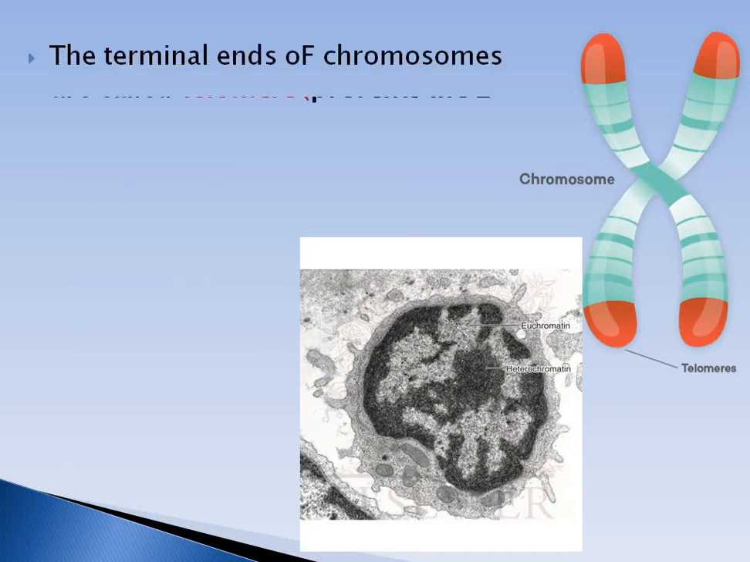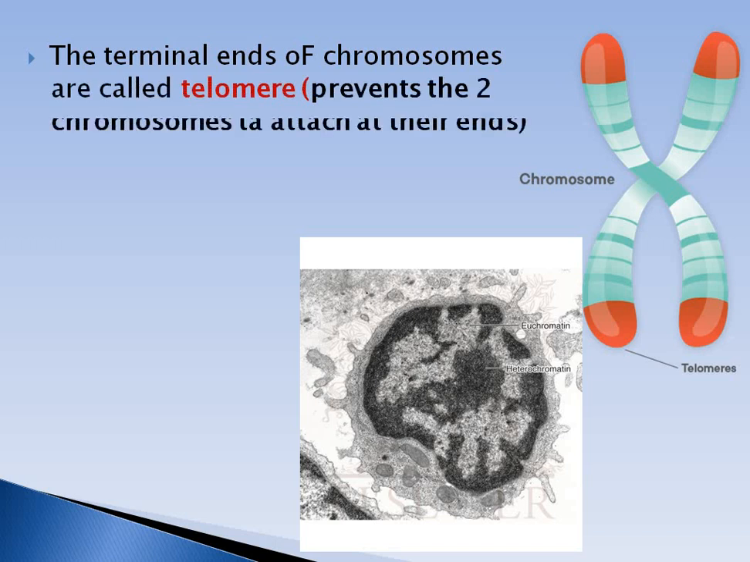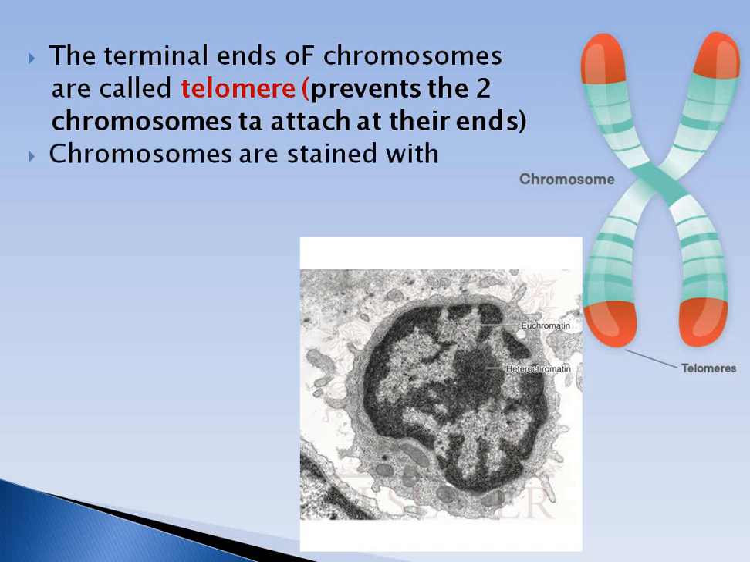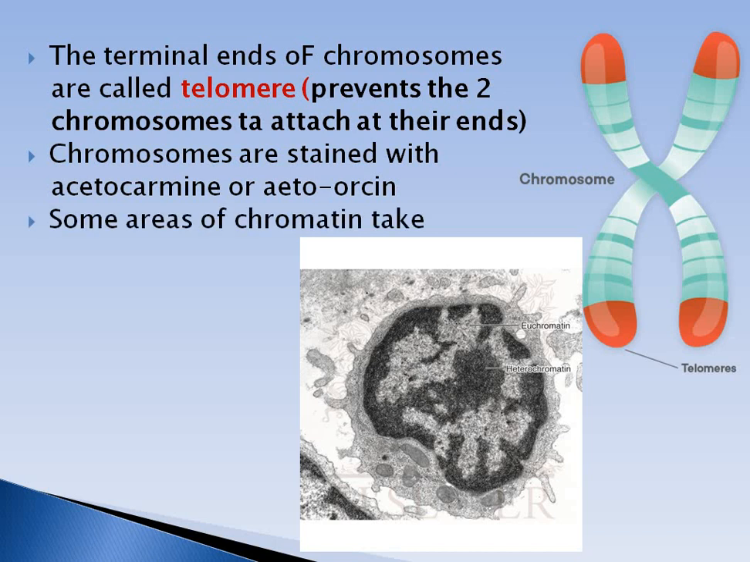And the terminal ends of the chromosomes are called telomeres. Telomeres prevent two chromosomes from attaching at their ends, and chromosomes are stained with specific stains, that is acetocarmine or acetoorcein. Acetocarmine is a red stain and acetoorcein is a purple-red stain.